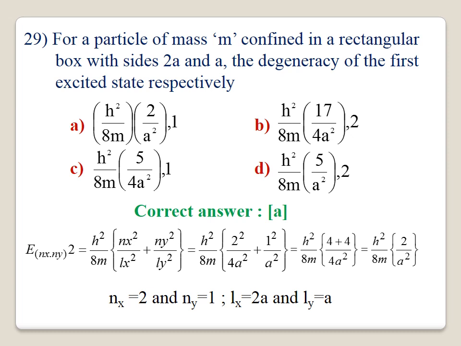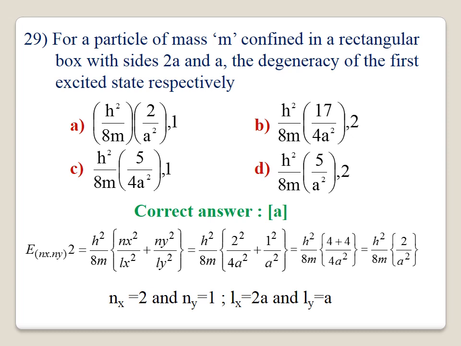Here you have to calculate the energy for nx and ny. E2 will be equal to h square by 8m times nx square by lx square plus ny square by ly square. For nx the value is 2, for ny the value is 1, and one side length will be equal to 2a and the other will be equal to a.